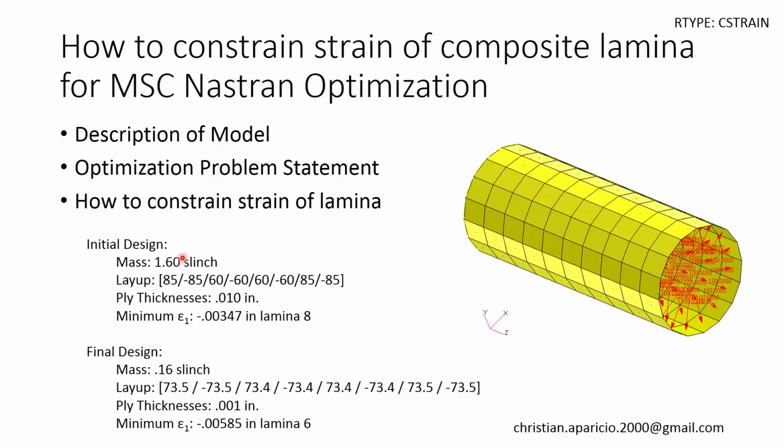By the end of the video, again, we're imposing design constraints on the strains. We are going to start off with the mass of 1.6 for the composite laminate you see here applied to this cylindrical tube. We are going to end off with the minimum strain of negative 0.00585 for lamina 6.